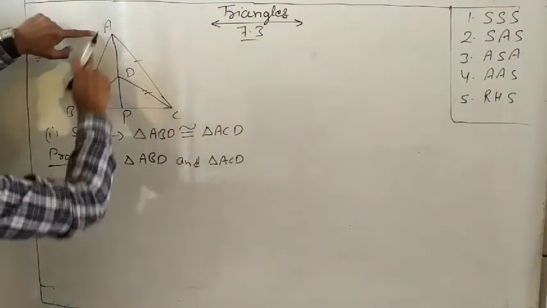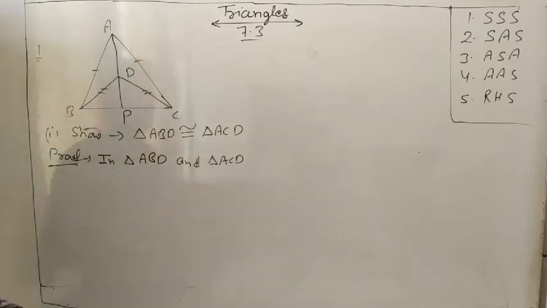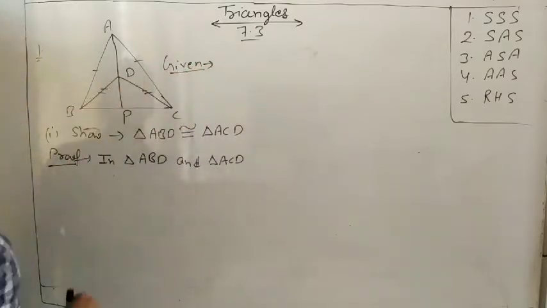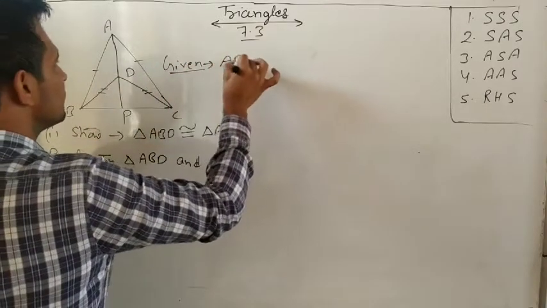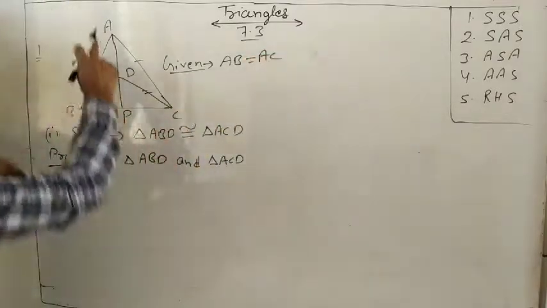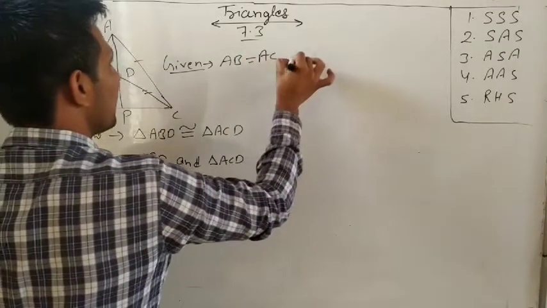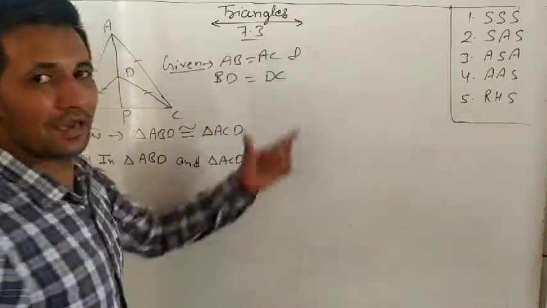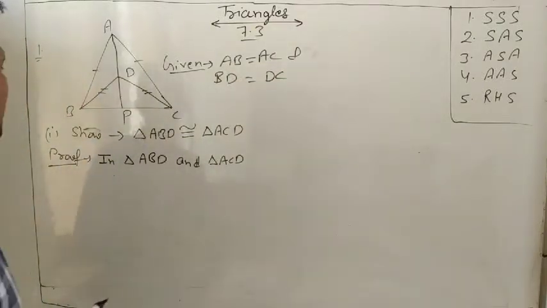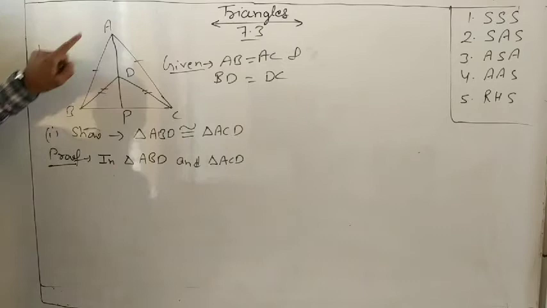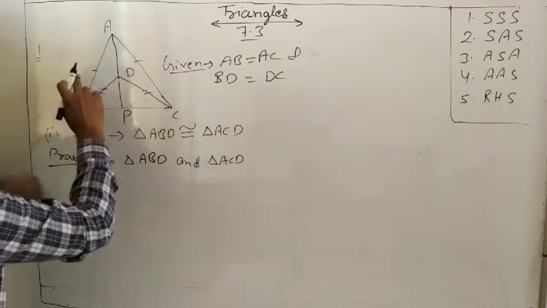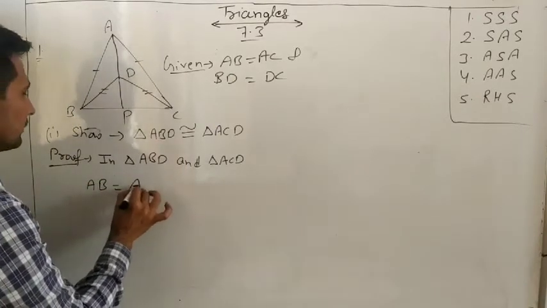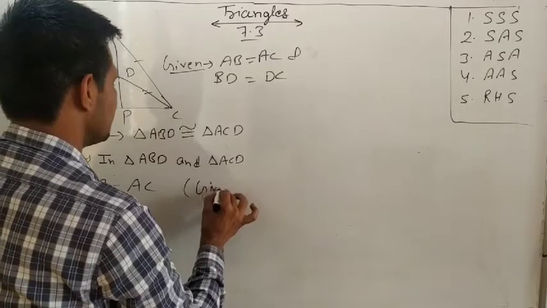Yes, in ABD. Before this, you can write given. What is the given in the question? In the question it is given AB equal to AC because ABC is an isosceles triangle, and BD equal to DC. Always write first what is given in the question. Next, in triangles ABD and ACD, AB equal to AC. Why are they equal? It is given.